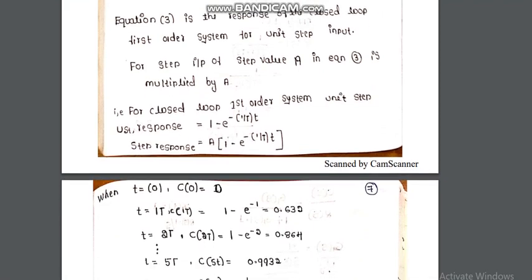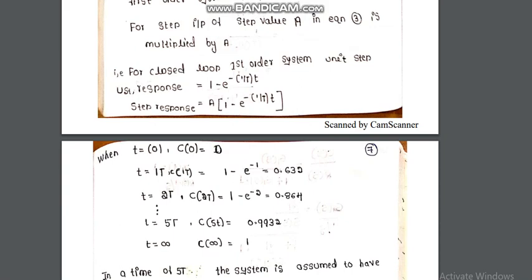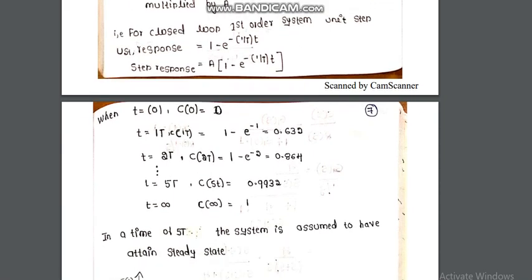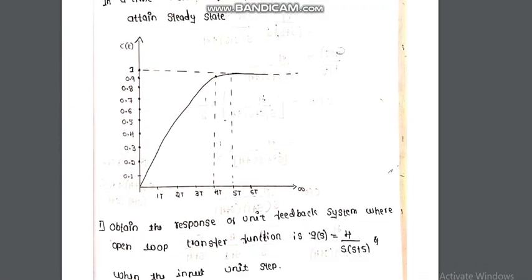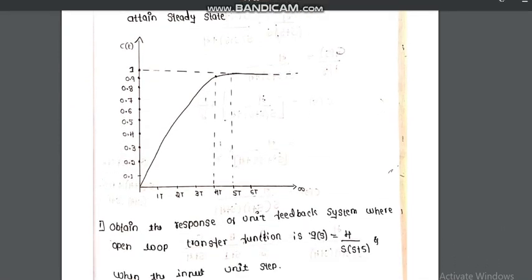Now I can find out the values by substituting t is equal to 0 and some other values. If t is equal to 0, I will get response C of 0 is equal to 0. If t is equal to 1t, then I will get the value C of t is equal to 0.632, and so on, till infinity we have to find the values, and then C of t with respect to t I can plot. So we'll get this type of curve.